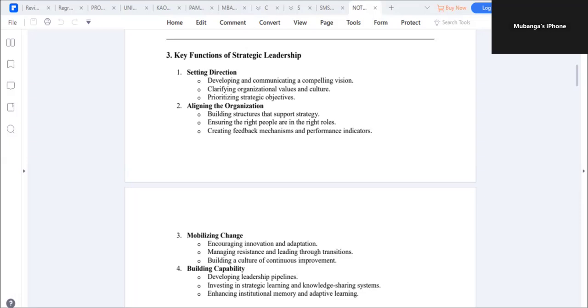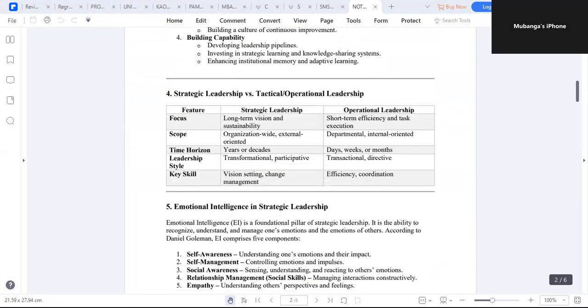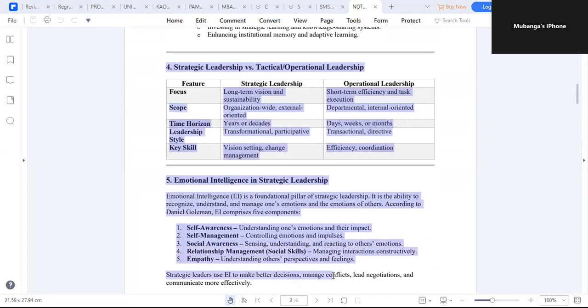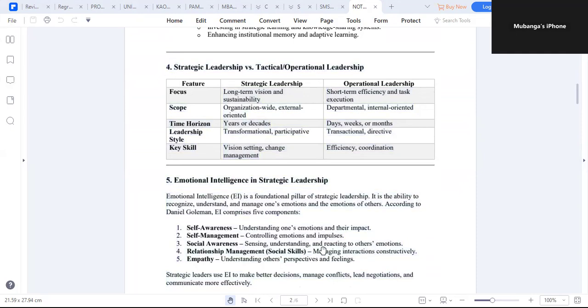Any addition on what has been said so far? No, I think it's well understood. It's very clear. So now let's look at the strategic leadership versus tactical operational leadership. What are the differences between the two? And how do we differentiate them?